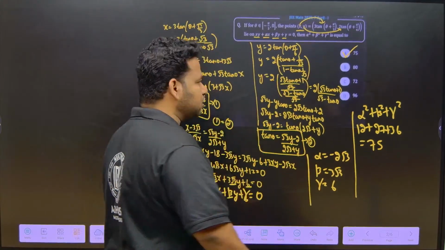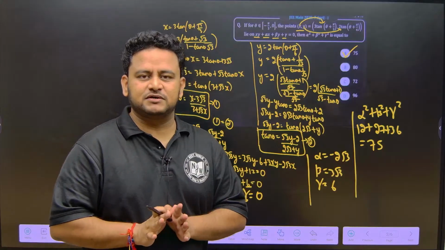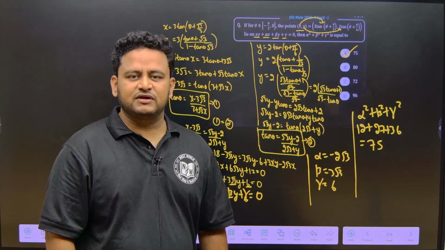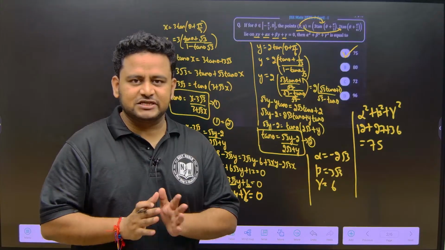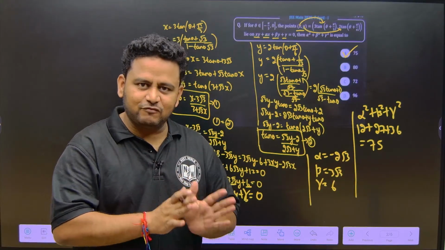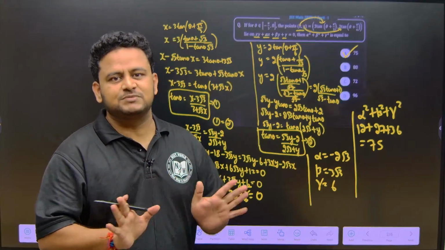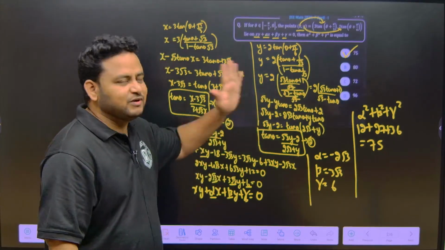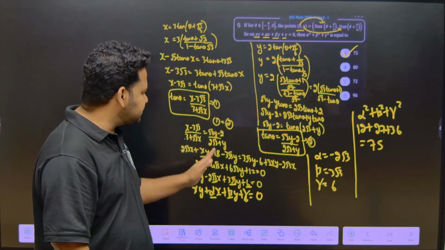This is conceptually very simple. The only concept that we are using is tan of A plus B. What is the formula that we have? Tan A plus tan B by 1 minus tan A tan B. Only that is the concept that we are using. Rest everything is just simplification.